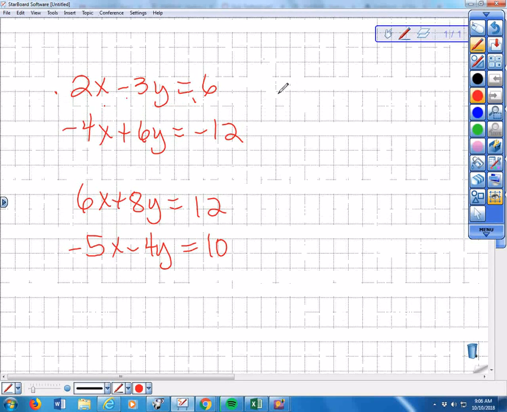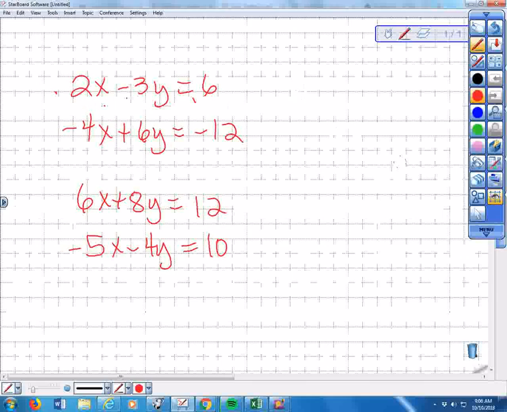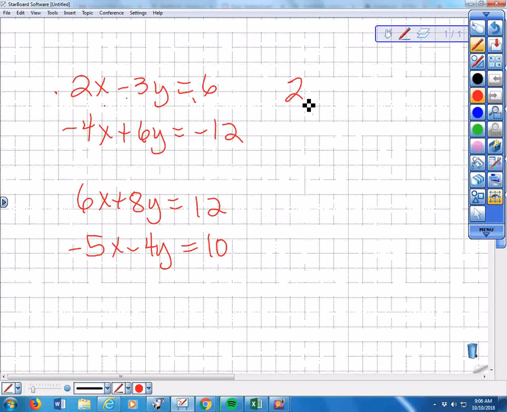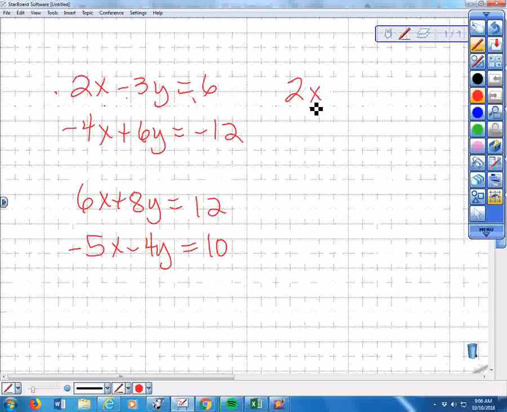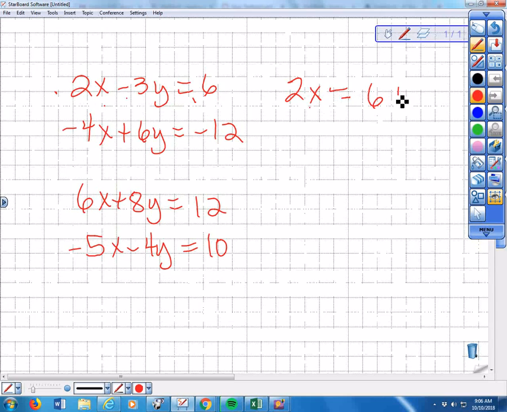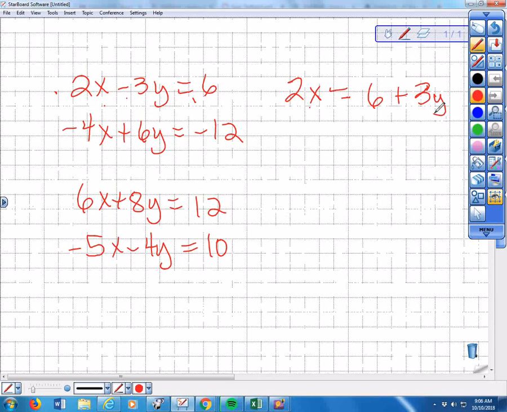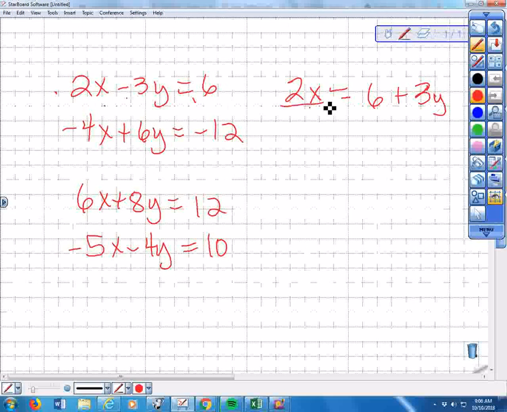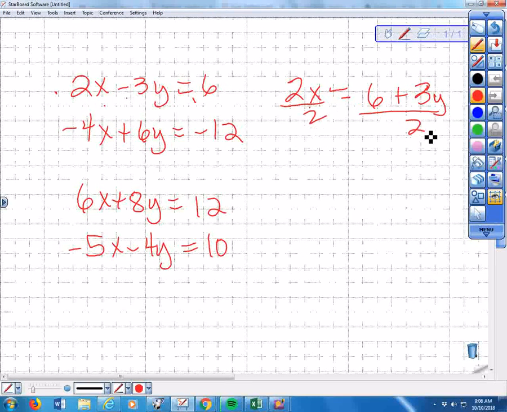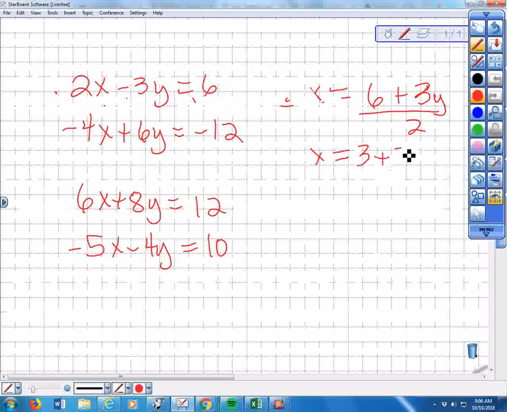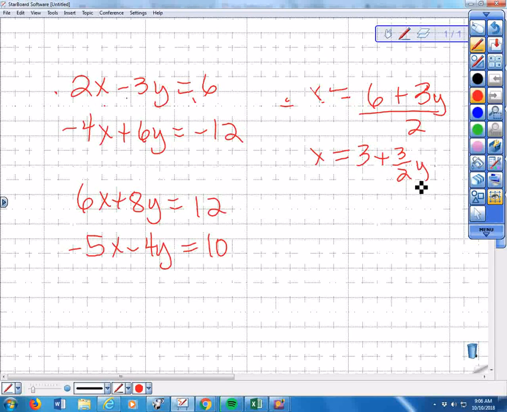So to solve this for 2x, 2x equals 6 plus 3y. Everybody see that? I just added the 3y over. And now I'm going to divide everything by 2. So x is equal to 3 plus 3/2 y.